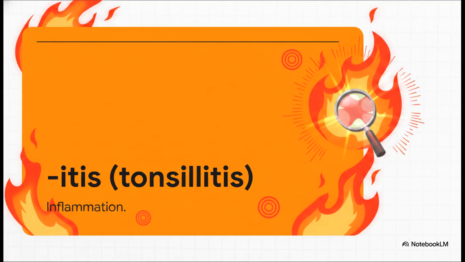Here's a quick medical word building rule for you. If your combining form ends in a vowel, like the O in arthro, but your suffix, itis, starts with an I, you drop that O. So it's arthritis, not arthroitis.